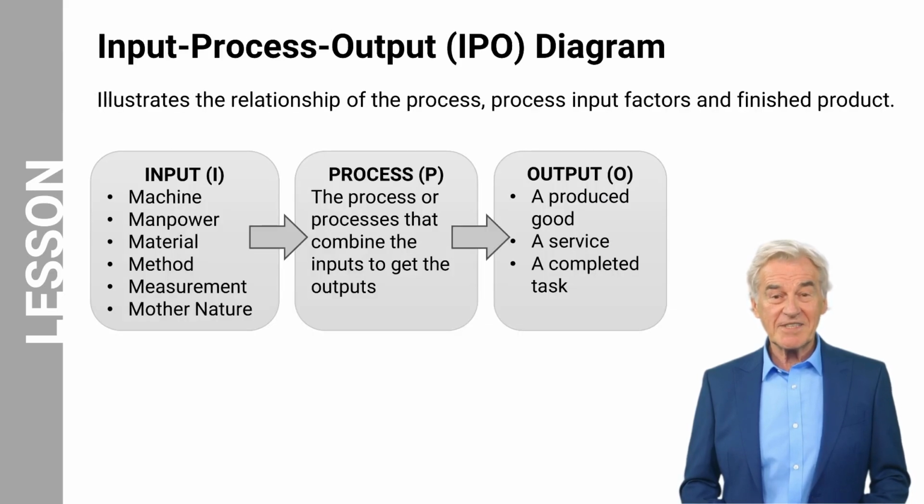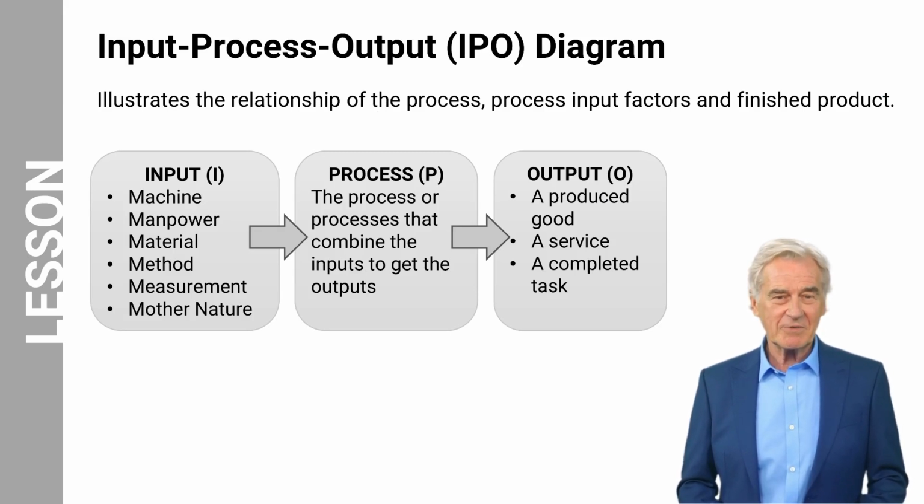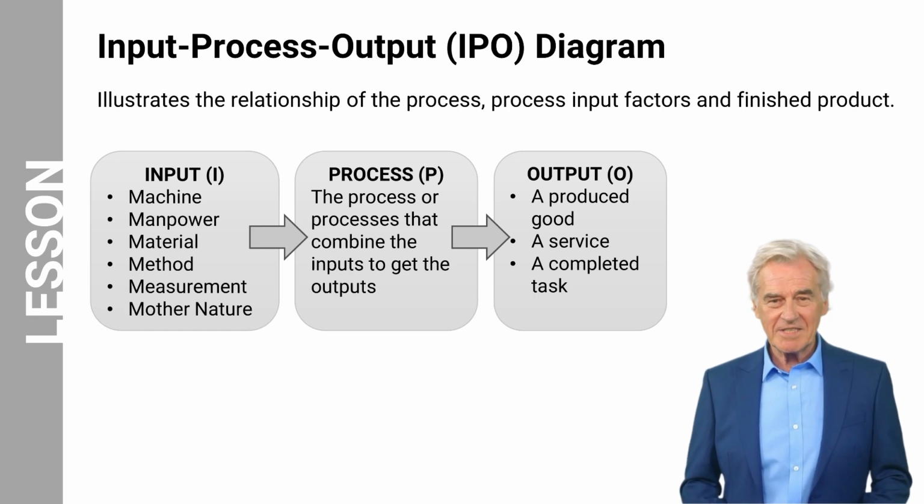An input-process-output diagram, also known as IPO diagram, illustrates the relationship of the process input factors, and the finished product. IPO diagrams are useful because they are simple yet effective in identifying how a process impacts the input, which then yield the output. The example you see here shows an abbreviated version of what you might find in an IPO diagram.